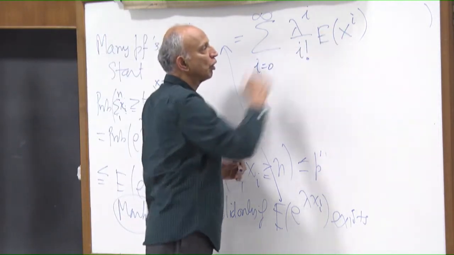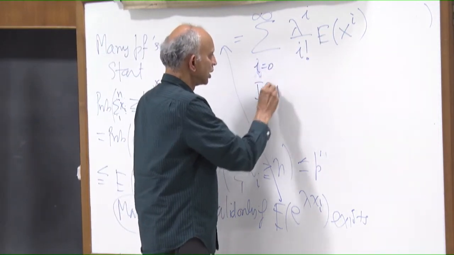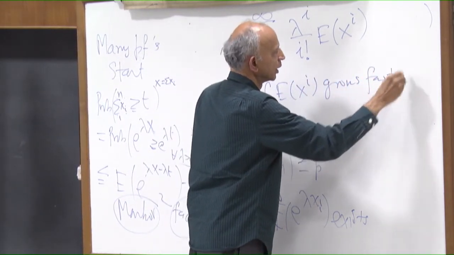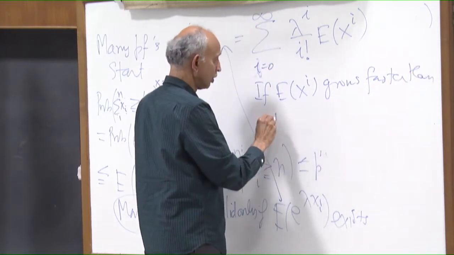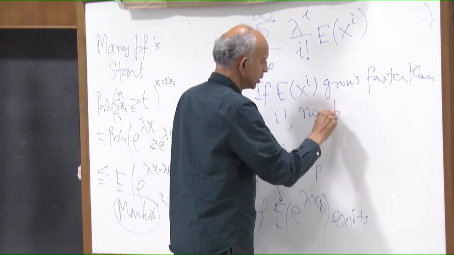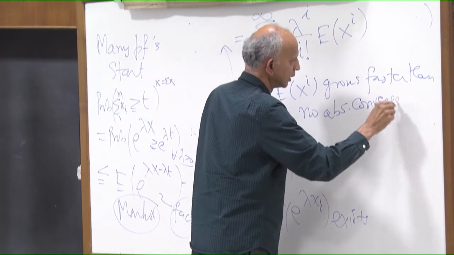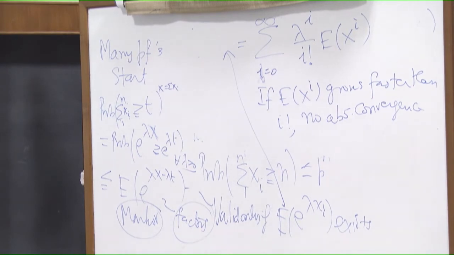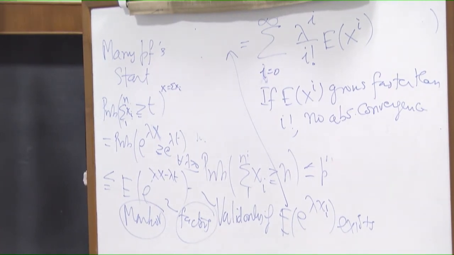So if this grows faster than i factorial, the series does not absolutely converge. No absolute convergence. So this is called the Bernstein method. Again, I won't follow this method. I'm going to tell you that it's better to abandon that and go with moments. That's the spirit of this theorem. But if you want to use the Bernstein method, it better be true that it's bounded by i factorial.